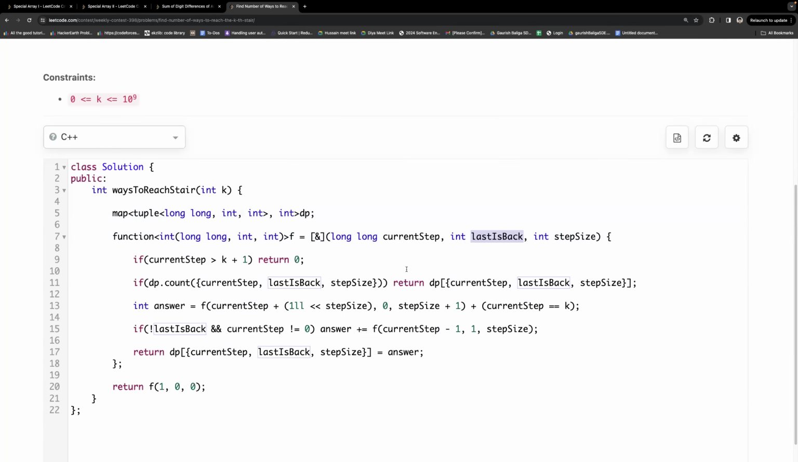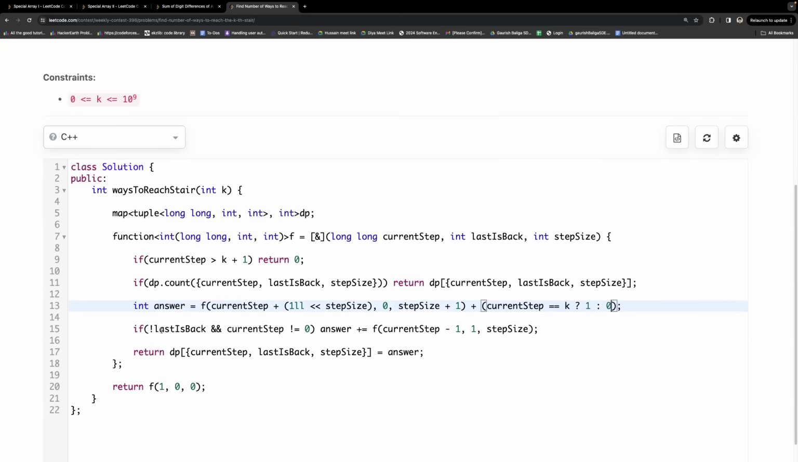Great. So if current step is greater than k plus 1, or greater than or equal to k plus 2, I return 0. Otherwise, if my dp is set, basically memoizing my dp, if it has already been set, I return that dp of current step, last is back, and step size. Otherwise, my current answer is, I have no bounds on going further, right? So I can already set this. My answer is go to 1, current step plus 2 raised to jump. I set my last is back to 0 and I increase my step size. And of course, if current step is equal to k, I add 1, otherwise I add 0.